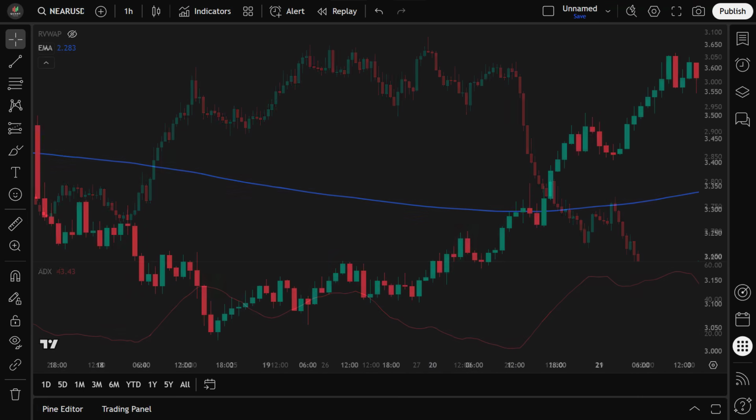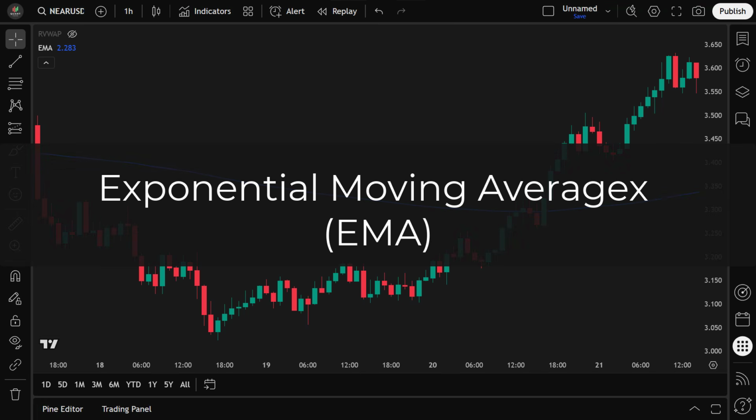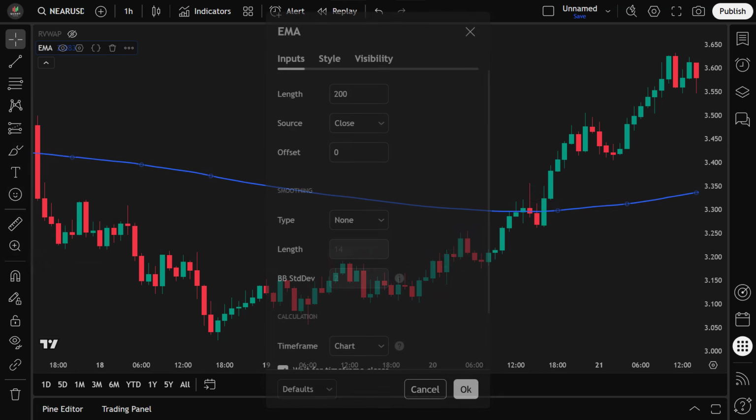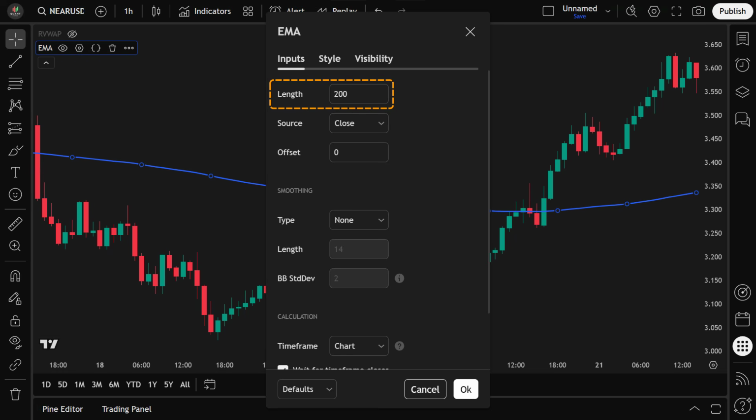Next up, let's talk about the EMA, the Exponential Moving Average. The EMA is a type of moving average that gives more weight to recent price data, making it more responsive to current market movements compared to a simple moving average. In this strategy, we'll be using the 200 EMA as a trend filter to help us identify the overall market direction. This means we won't rely on other signals alone.